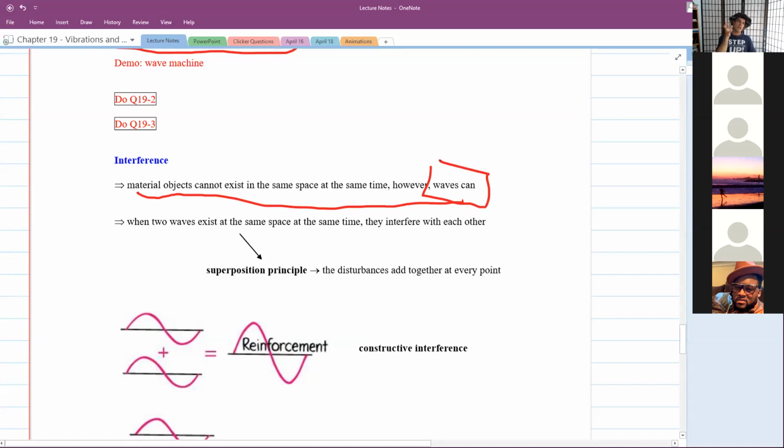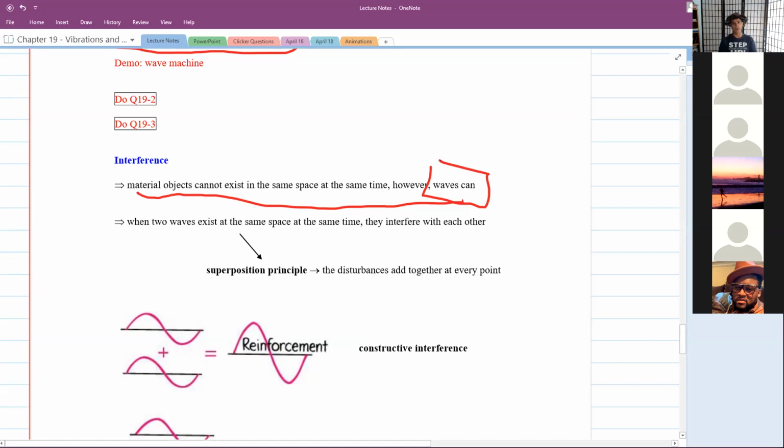And the fact that you can pick up maybe 50, 60, 70 different radio stations on your radio means you have 50, 60, 70 different radio waves existing at your antenna at the same time. And all you're doing when you're changing your radio station is preferentially picking out one of those 70 or 80 different radio waves existing at the location of your antenna.